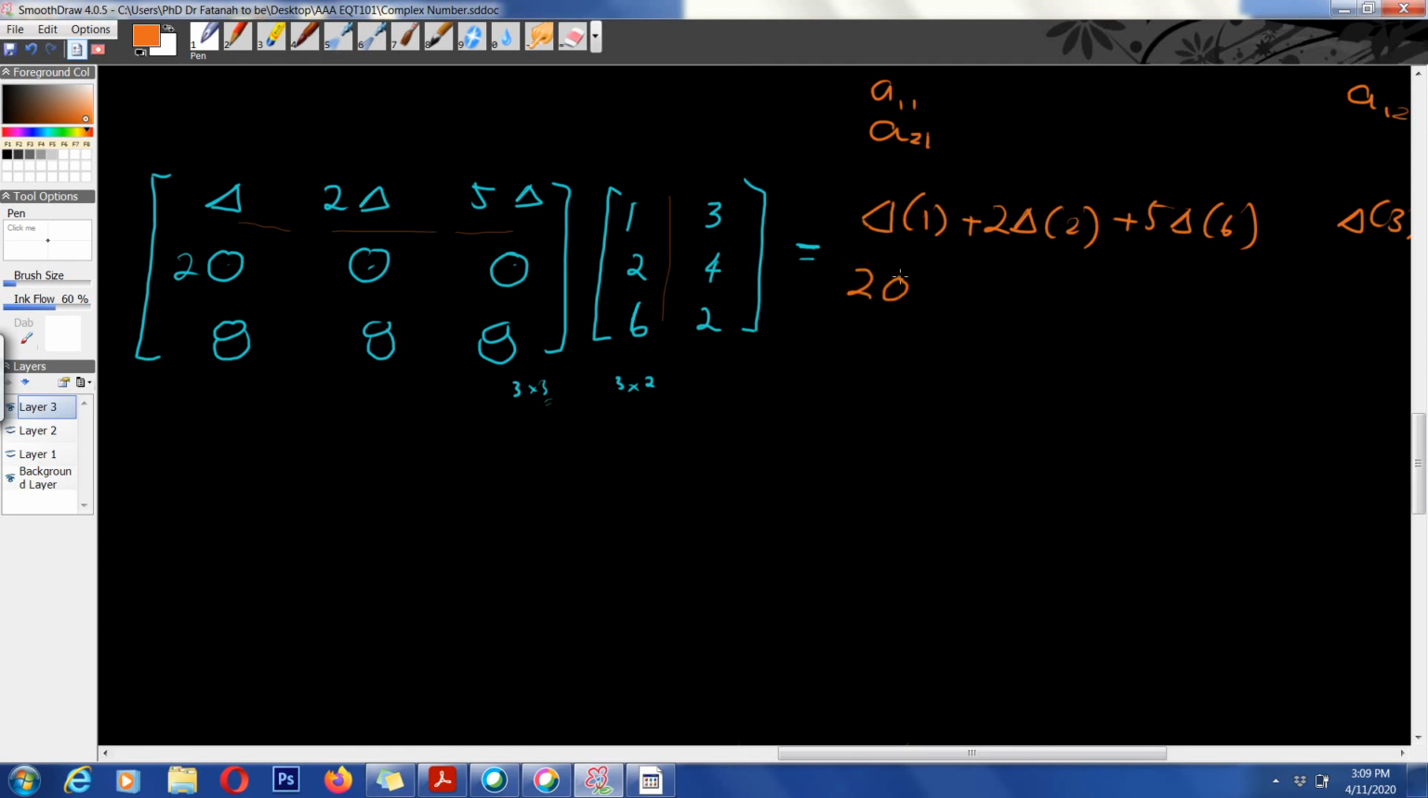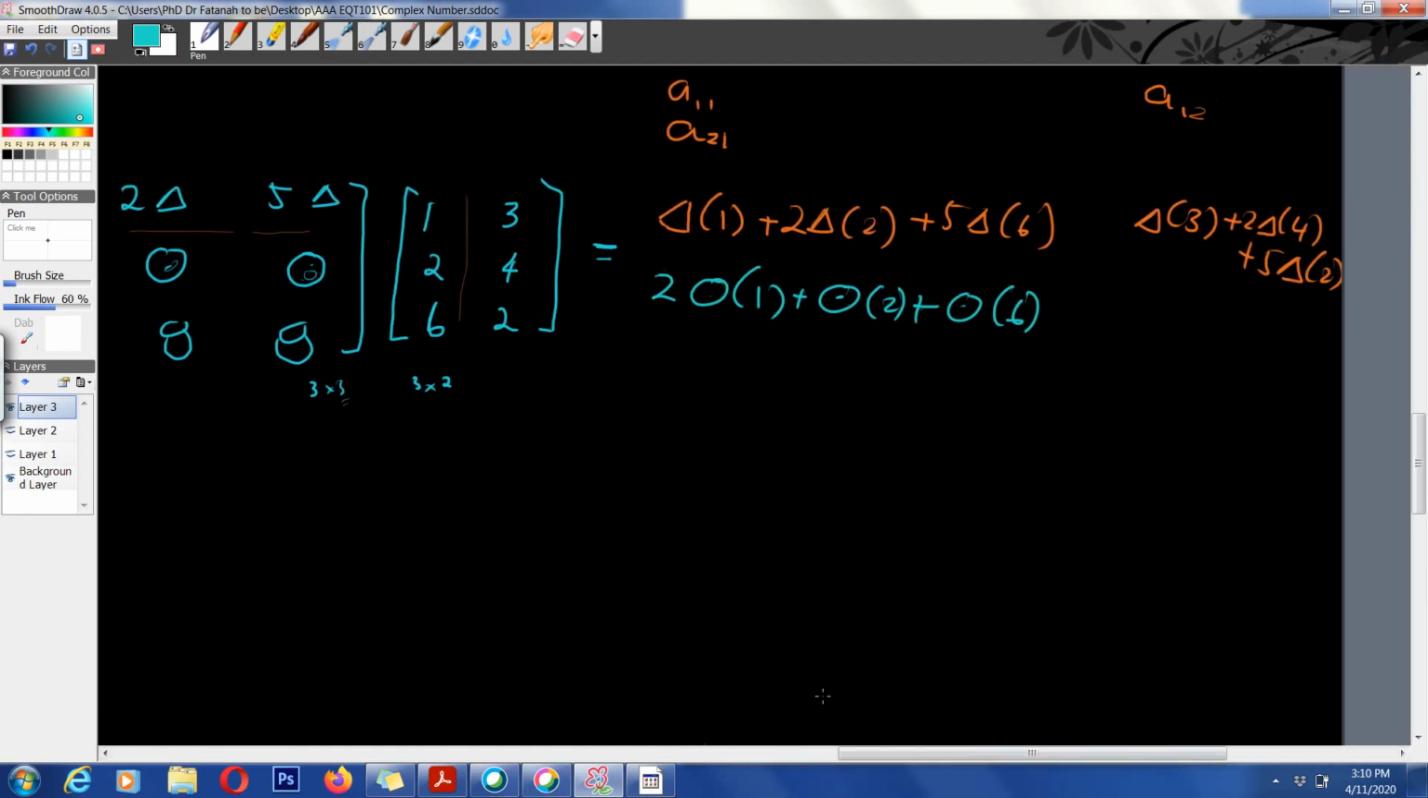So 2 donut times 1. I put another color. Second donut, 2 donut times 1, plus 3 donut... plus 1 donut times 2, plus 1 donut times 6. That is second row, first column.